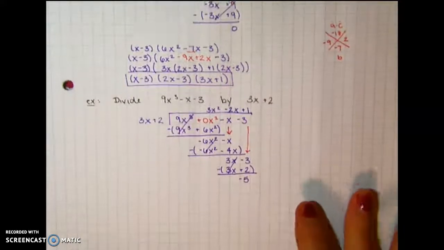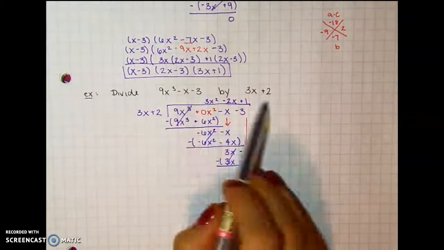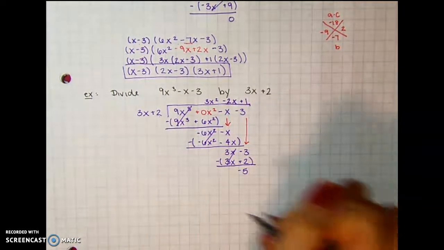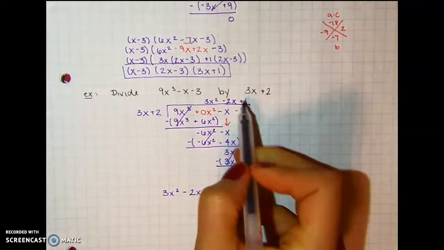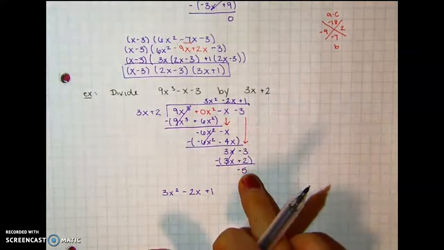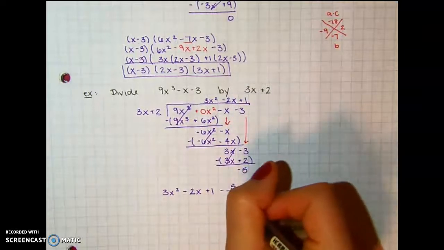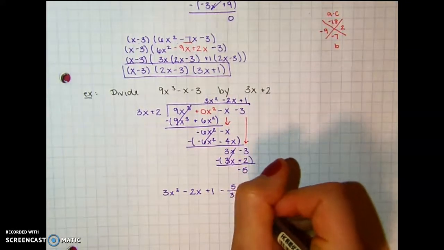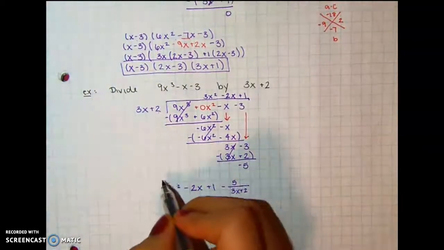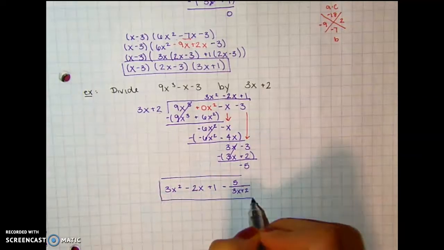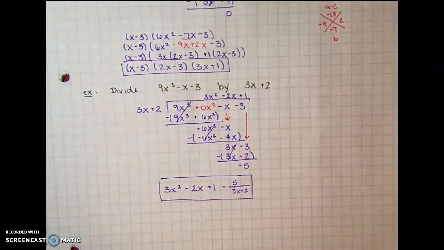All right, so how do we write our final answer? It's actually quite simple. So this becomes 3x squared minus 2x plus 1, so that's part of the answer. But we have a remainder, so to include that, it's minus 5 over 3x plus 2, right? Think of it as negative 5 divided by that, because that is what it is. And this is our final answer. So you shouldn't write remainder negative 5, you should rewrite it as a rational expression.